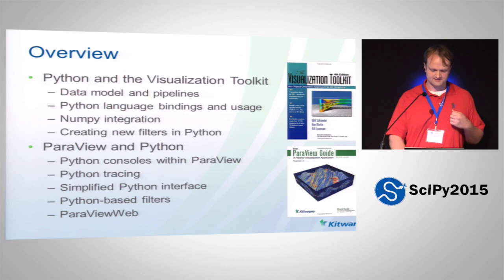From Python, there's a Python console in ParaView. There's ways to trace your actions in ParaView to a Python script that you can replay later. There's a simplified Python interface to actually change the state within ParaView, the state of your visualization, what data is loaded, et cetera. Talk a little bit how to create Python-based filters. So in case there's not a filter available in ParaView or VTK, you can write your own in Python. And I'll touch briefly on ParaView Web.